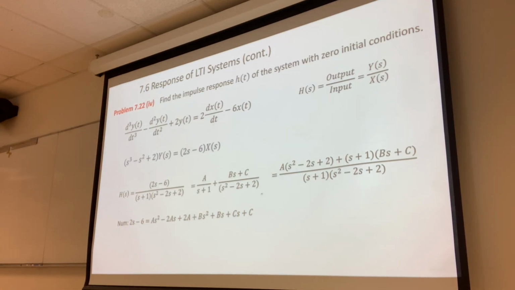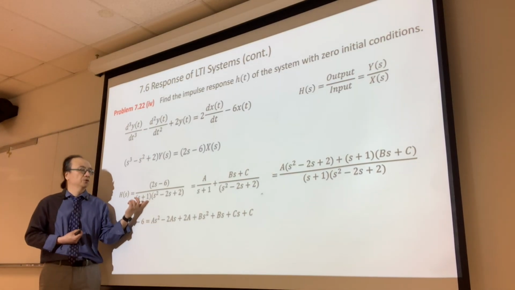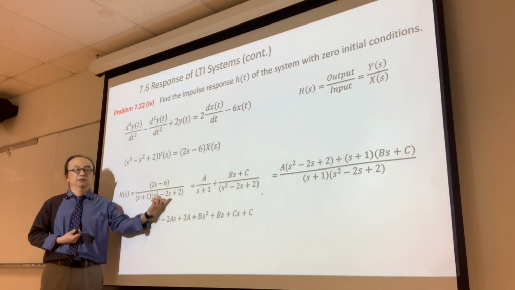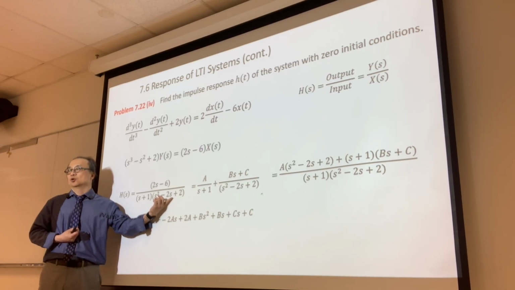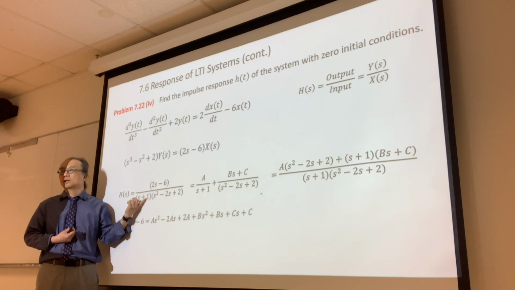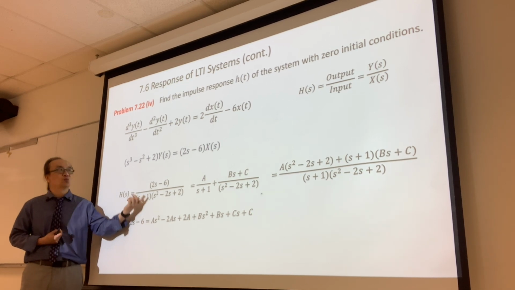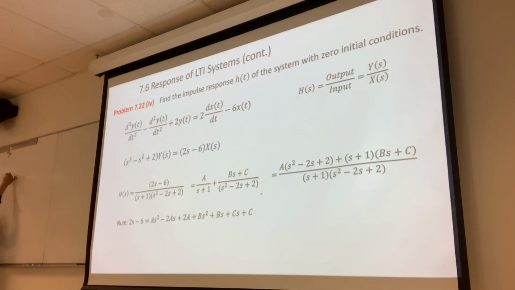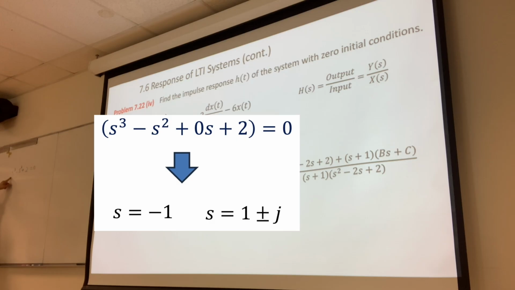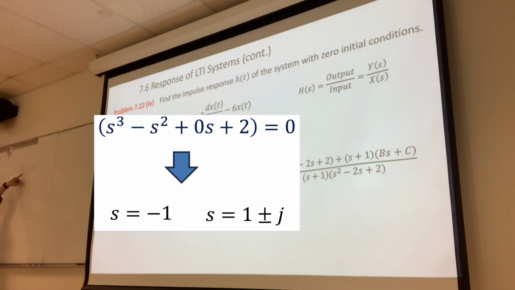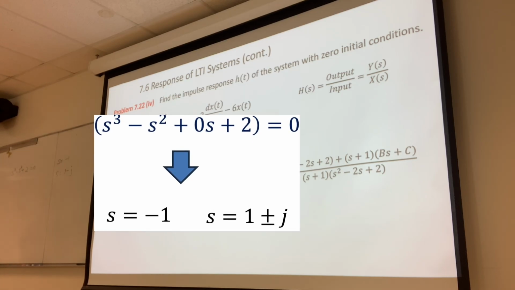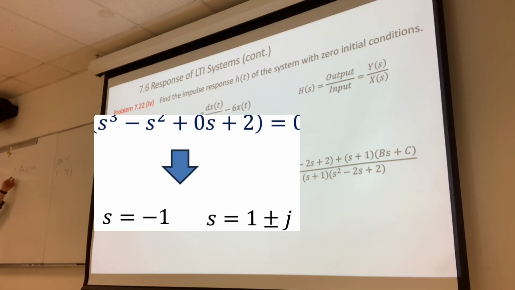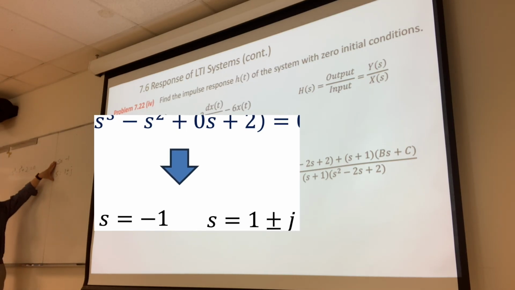That's a good question, I forgot to mention that. The calculator will give you -1 and the complex numbers. So when you see the -1, you can factor out s plus 1 from here, and then you get the rest. We have s cubed minus s squared plus 2. You have a calculator? So we have 1, -1, 0, 2, because there's no s term, and the roots are 1 plus minus j. When you type this in your calculator, you have this.